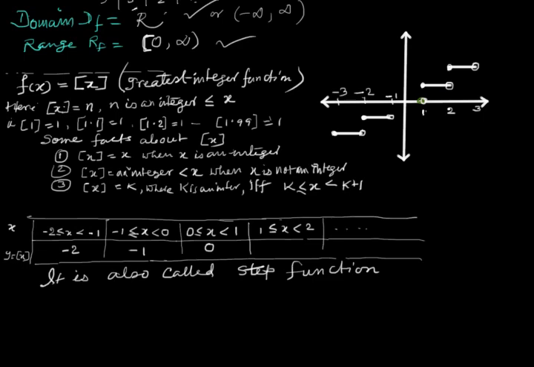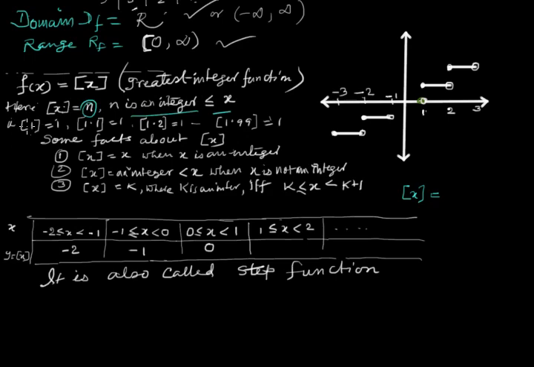Now, another function is the greatest integer function. Before we start the graph of this one, we first want to say what the greatest integer function is. Here, the greatest integer function is defined as box x. It is called box, and box x is equal to an integer n such that n is less than or equal to x.